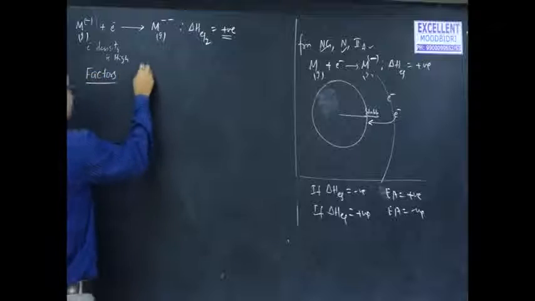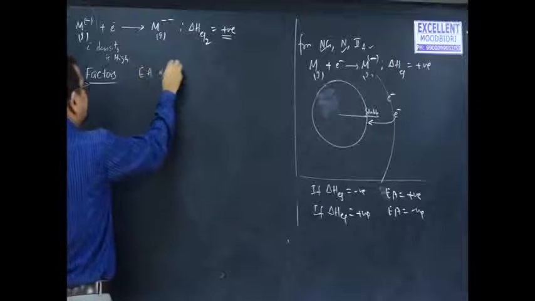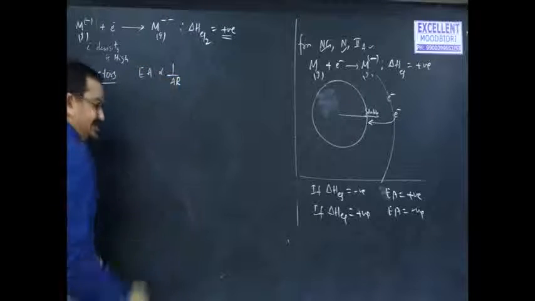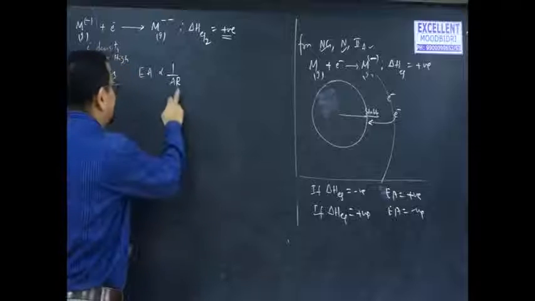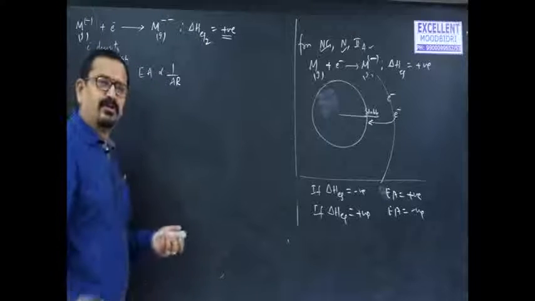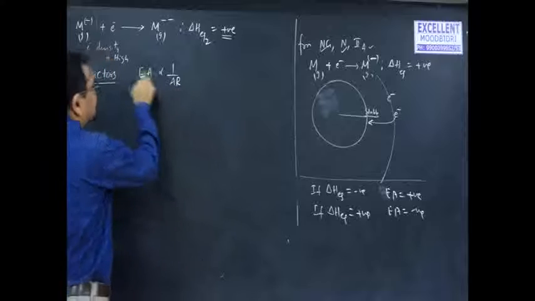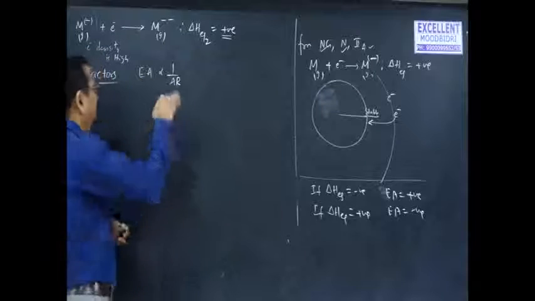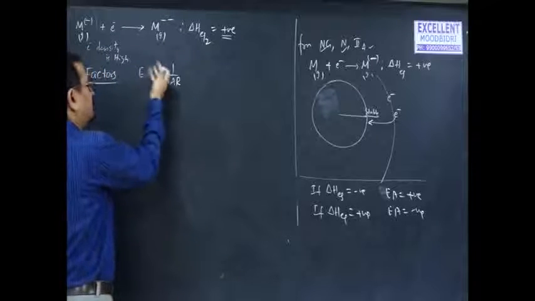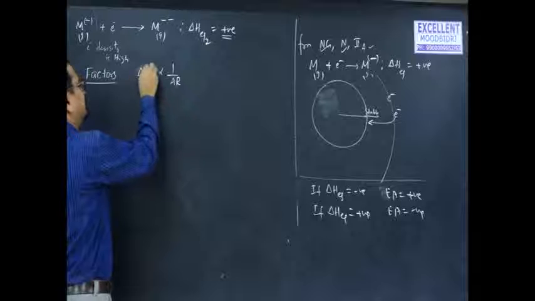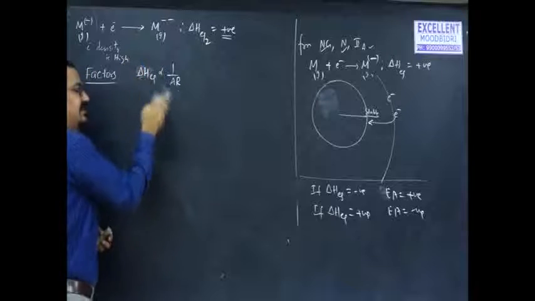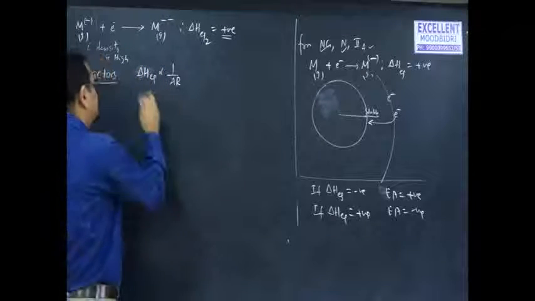Electron affinity is inversely proportional to atomic radius. The smaller the size, the more its electron affinity. Obviously, when the size is small, nuclear influence is more. So, smaller the size, more is the electron affinity, or rather electron gain enthalpy, which is a better notation. Electron gain enthalpy is more when the size is small.